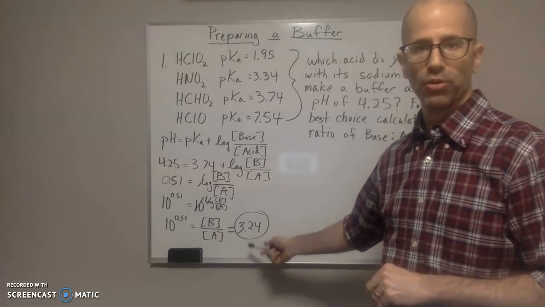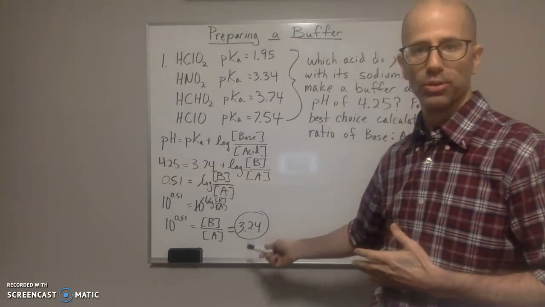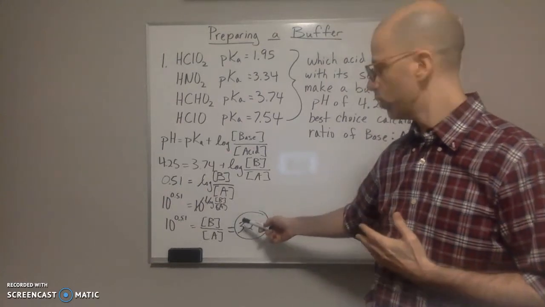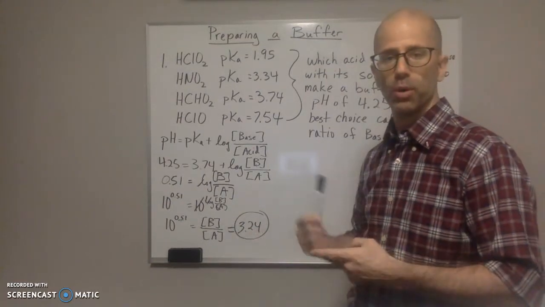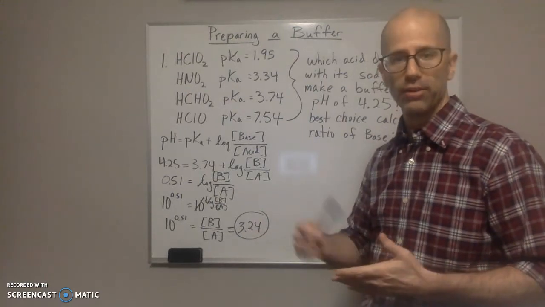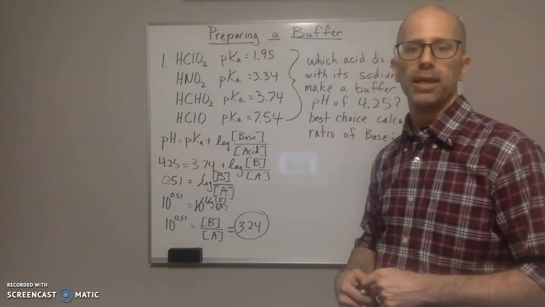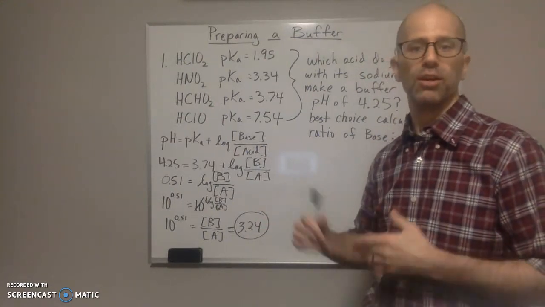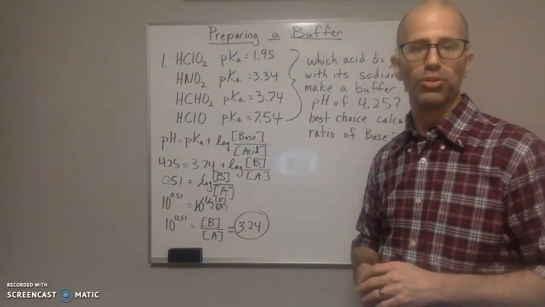And so you can do that by measuring out the mass, figuring out what concentrations you need, what mass you need of your acid and your salt, and then you can figure out the concentrations you need given whatever volume you're shooting for.